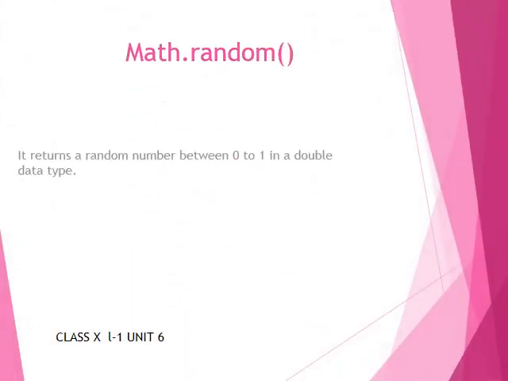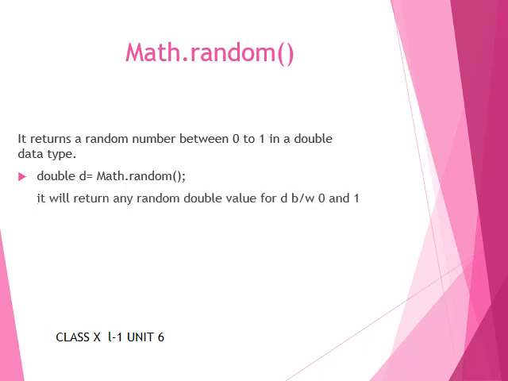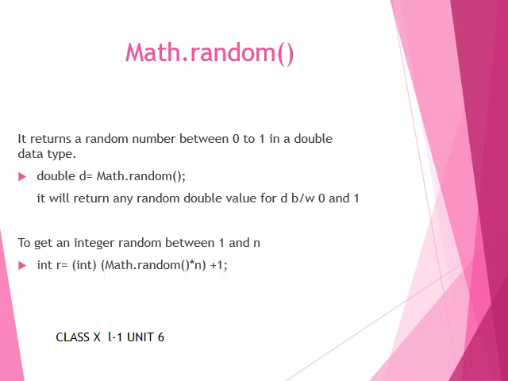Math.random. It returns a random number between 0 and 1 in double data type. Double d is equal to Math.random. This is the syntax. It will return any random number value for d between 0 and 1. To get an integer random number between 1 and n, the formula is int r is equal to (int)(Math.random() * n) plus 1. It will find any random number between 1 and n.